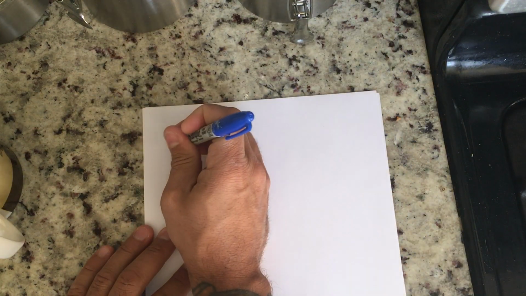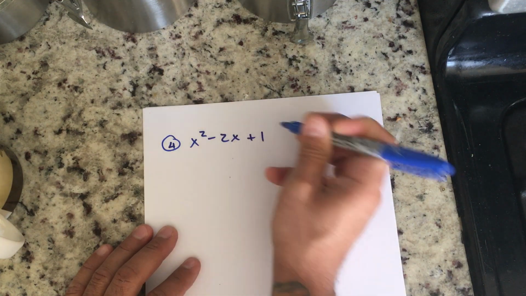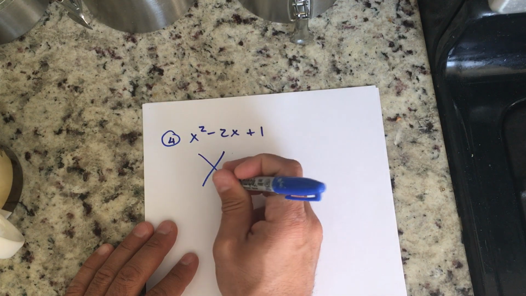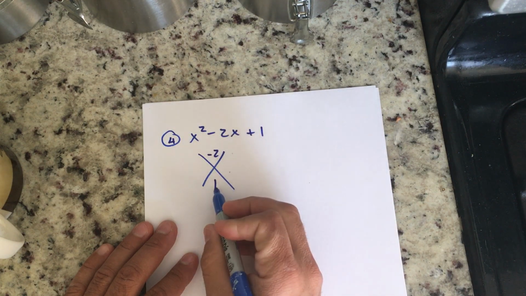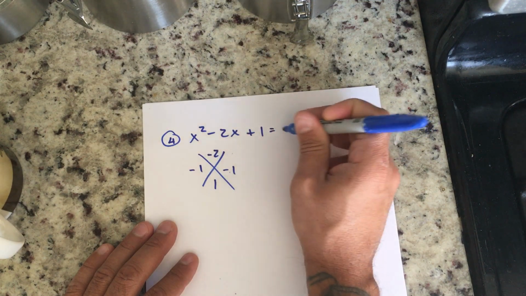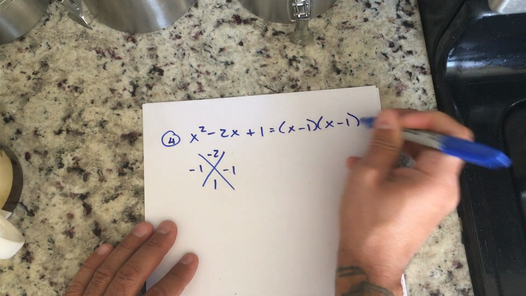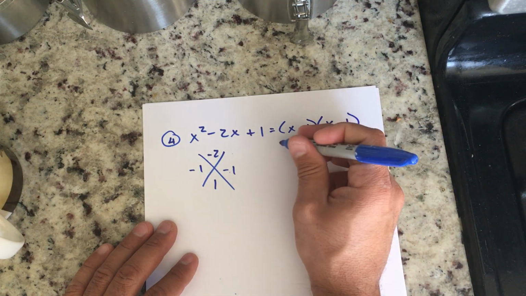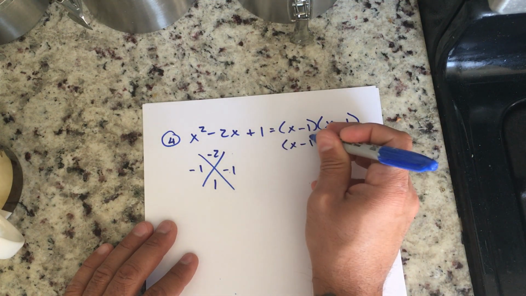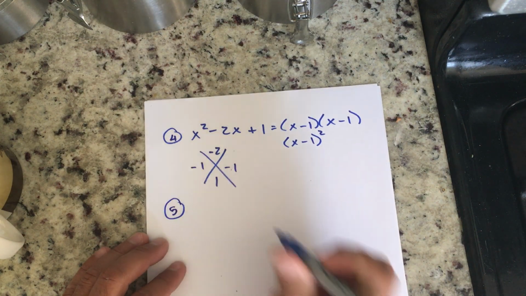Number 4 tells me x squared minus 2x plus 1. So two things that multiply to this and add to this would be negative 1 and negative 1. It's going to be x minus 1, x minus 1. If you really wanted to, you could write this as x minus 1 squared because it's there twice, but I don't need you to do that.